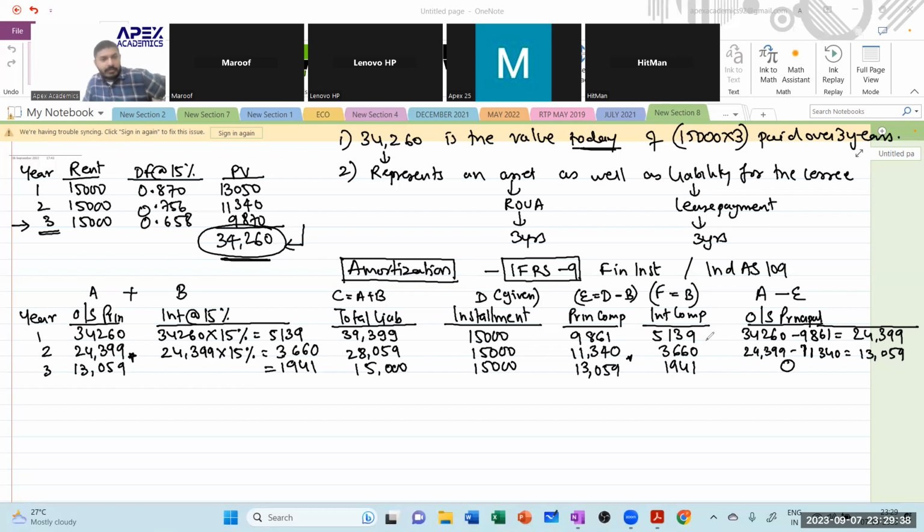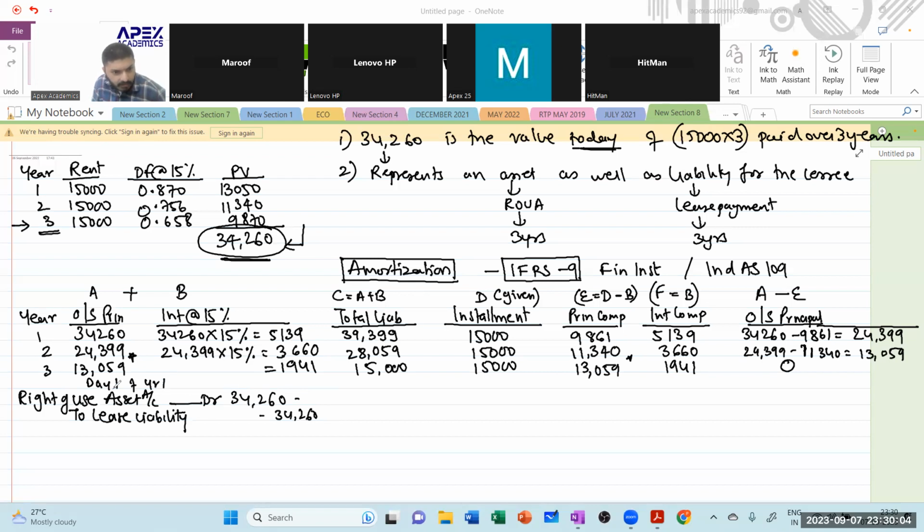Now, please pay attention to what will happen. The initial entry will be right of use asset account debit to lease liability. What is the amount of capitalization? 34,260. This will be day 1 of year 1, also called day 0. Then on day 365, what will happen? On day 365, you will pay lease rent.